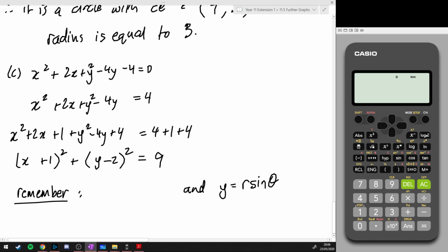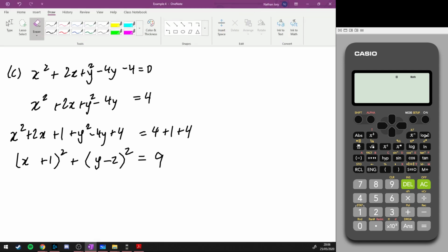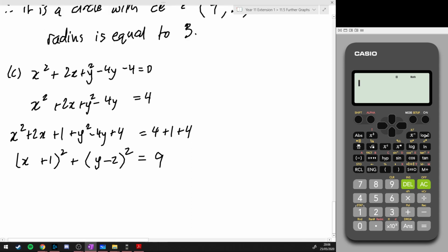So, some intense scribbling out there. Okay, what I'm going to do is divide all of this by 9. So what I'm going to get is (x plus 1) all squared over 9 plus (y minus 2) all squared over 9 is equal to 1, if I divide everything through by 9.